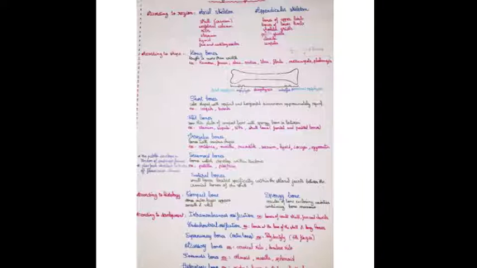Then we can classify bones according to histology, into compact and spongy. The compact is dense and it's solid. The spongy is trabeculae and it contains the bone marrow.